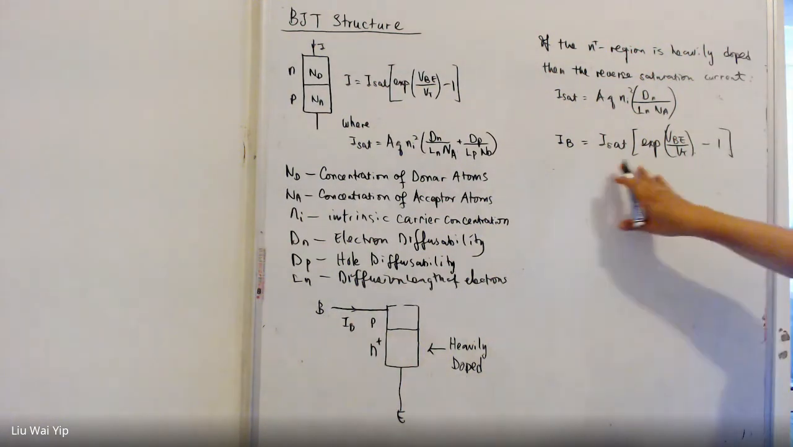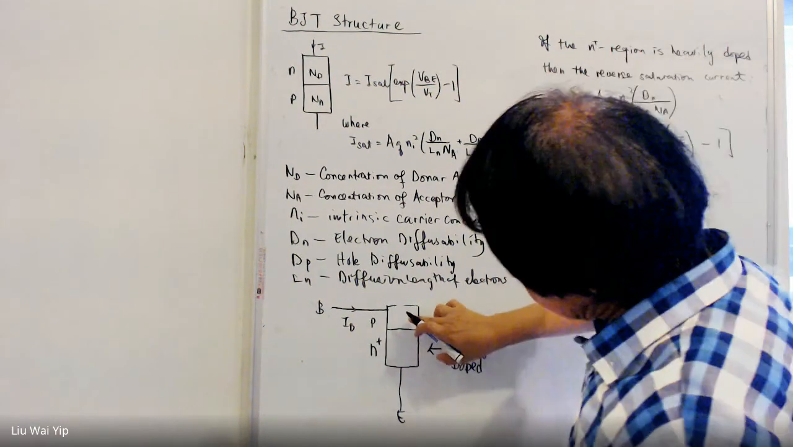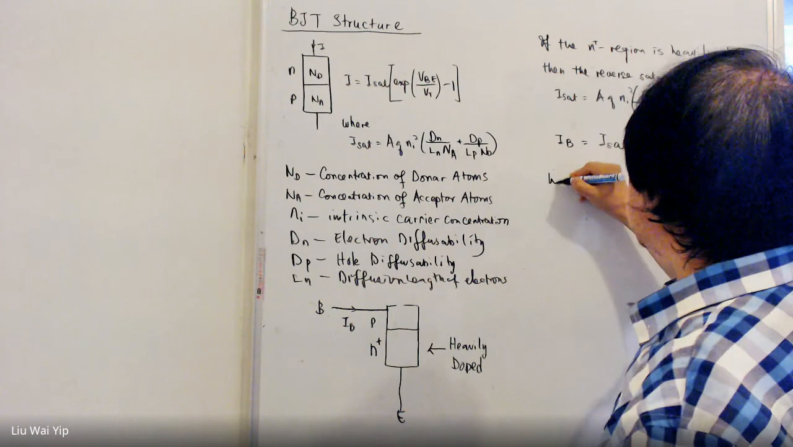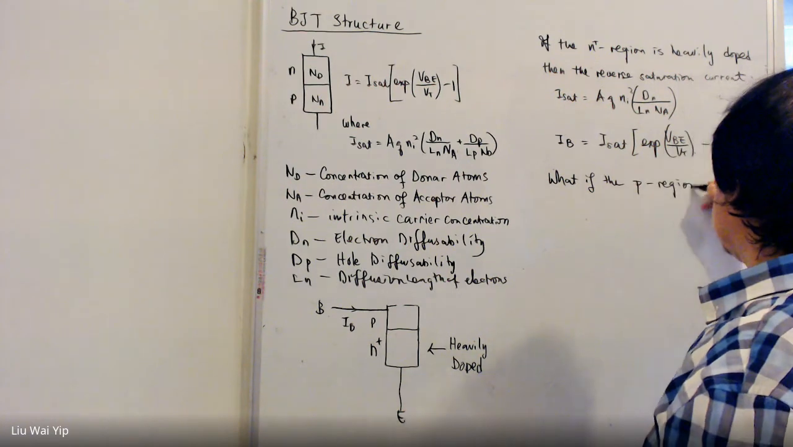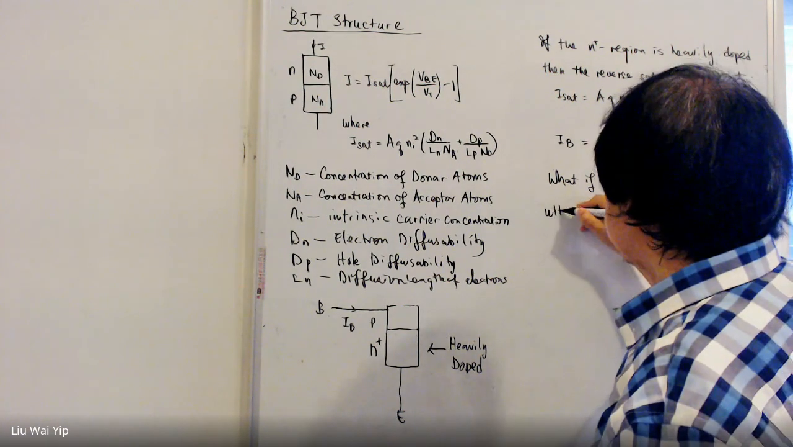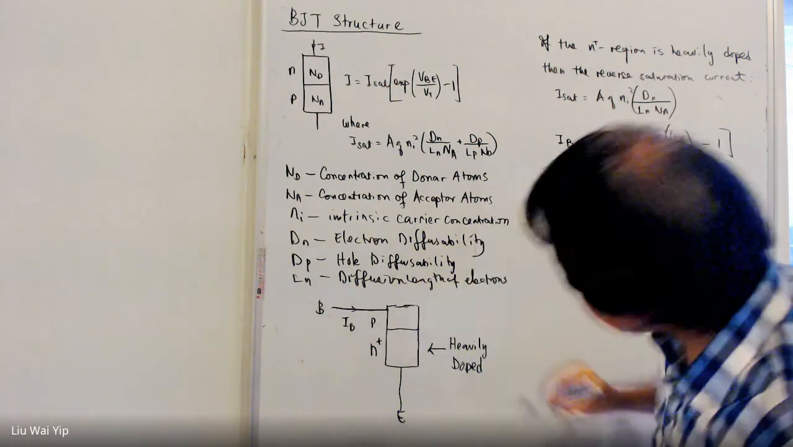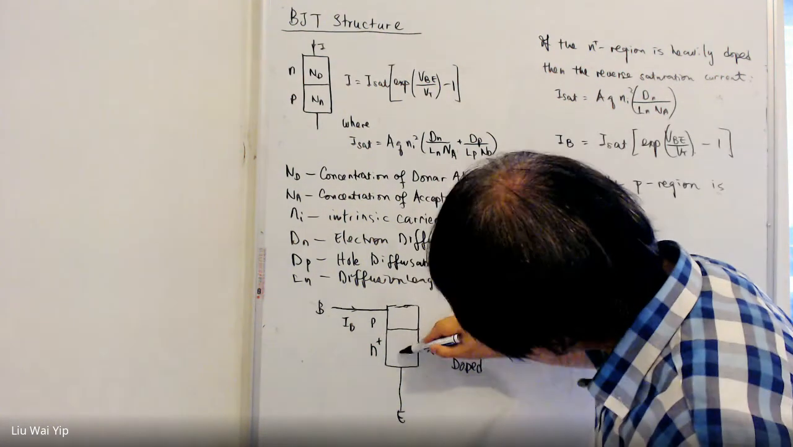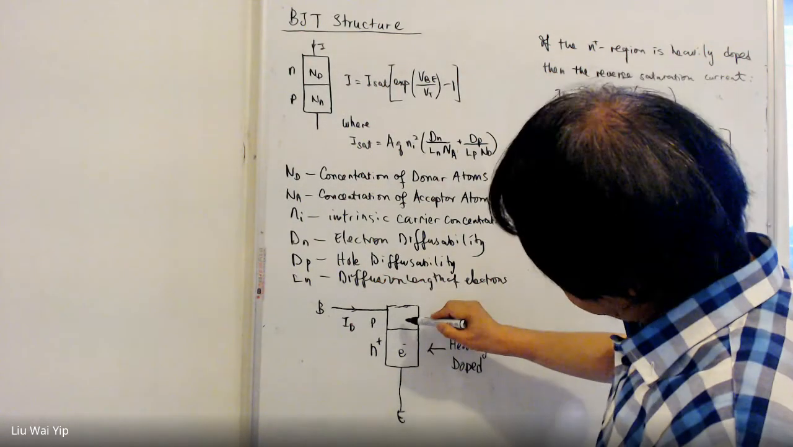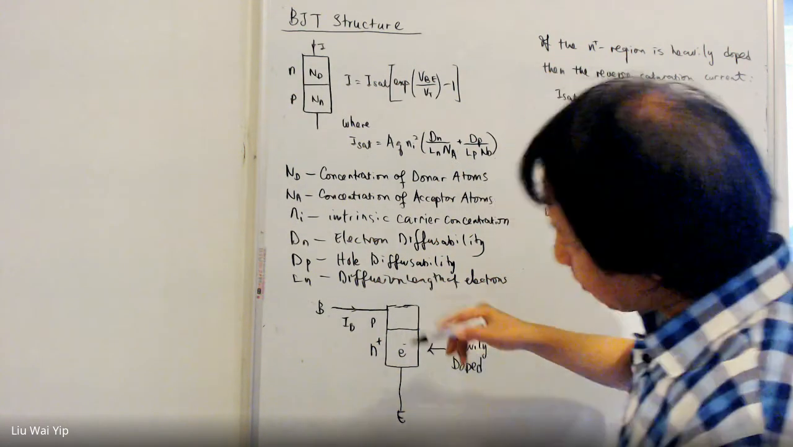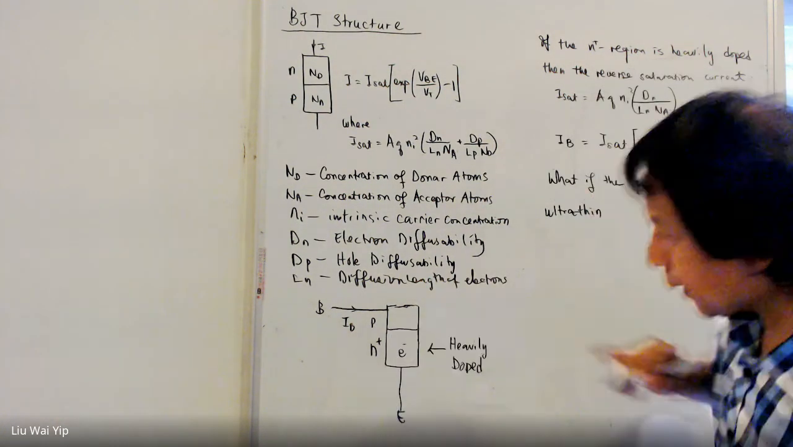now what happens if we make this layer as thin as possible? What if the P region is ultra thin? So when this layer is very thin, electrons in this region are the majority carriers. Once they step into the P region, they become minority carriers. The minority carriers are subject to recombination.